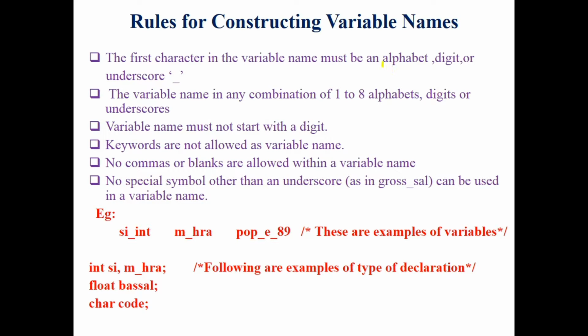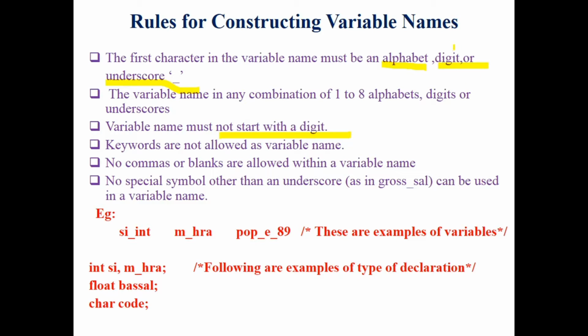The first character should be an alphabet, digit or underscore. You cannot use any other special character. The variable name can be any combination of 1 to 8 alphabets, digits or underscores. The variable name must not start with a digit.